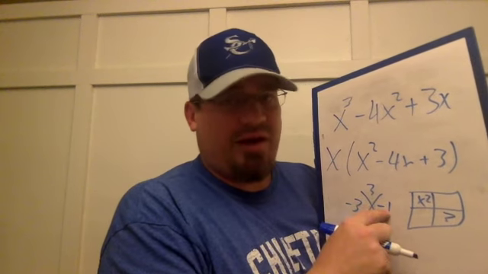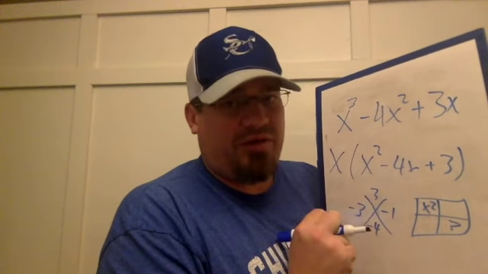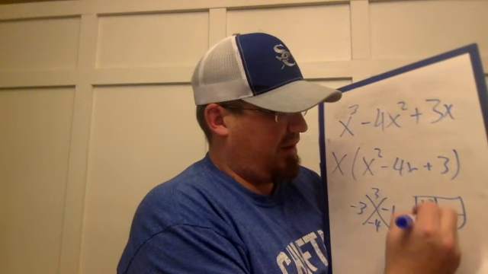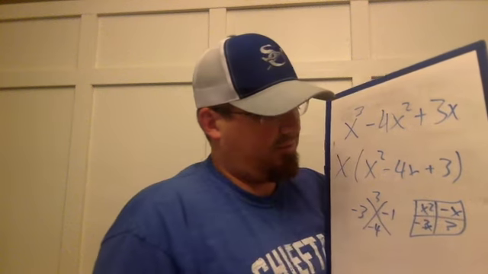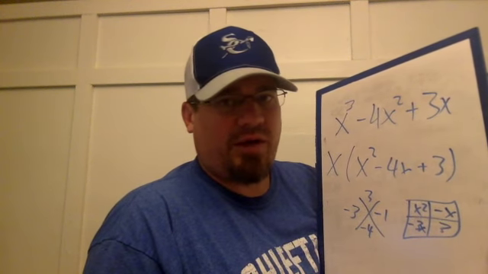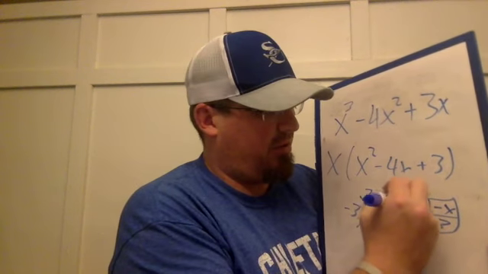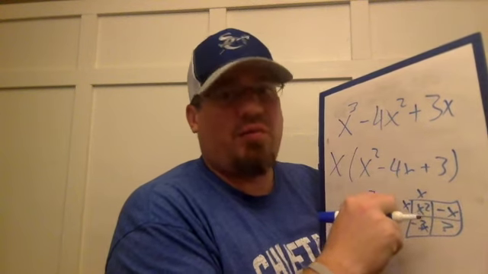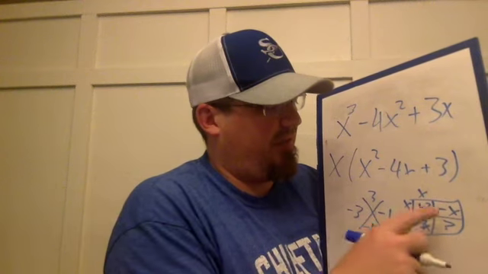Because negative 3 times a negative 1, negative times a negative is a positive. And then negative 3 plus a negative 1 is negative 4. So that means this is negative 3x and this is negative 1x. Okay? So again, what times what gives me x squared? That's always x and x. Anytime I have an x squared here, or a p squared, it would be p and p. J squared, it would be j and j. It's just how factoring works.